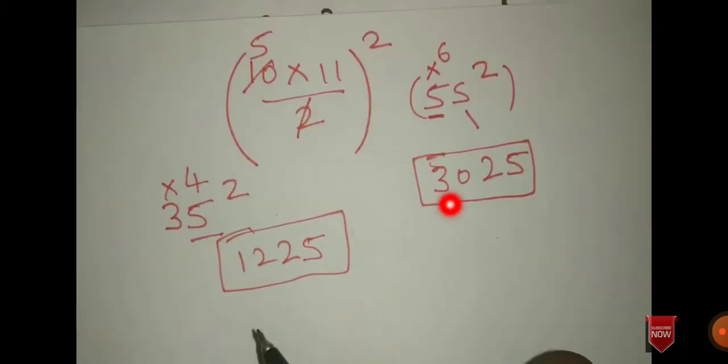I will also tell an example for 35. See here, 35 means 5 is the last digit. So 5 into 5, 25. 3 is the number. The successive number is 4. So 4 into 3, 12. So 35 square is 1225.